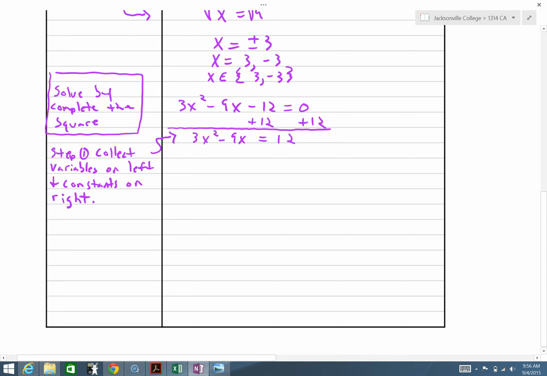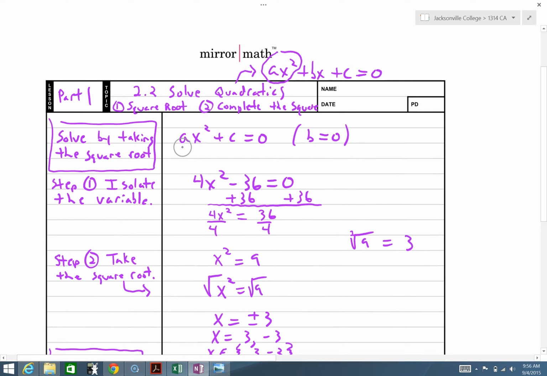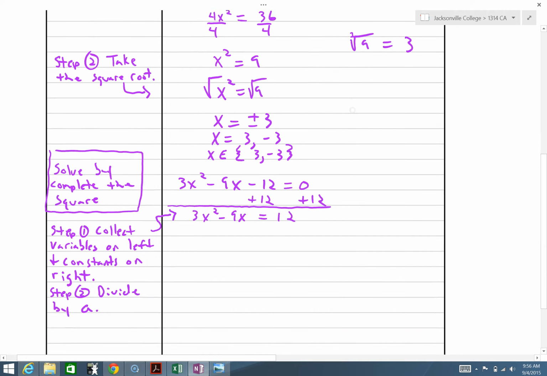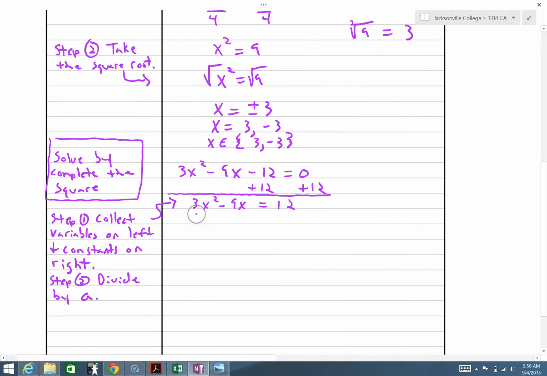All right. Step 2. Divide by a. A, as we discussed earlier, is the coefficient of the x squared. So we are going to now divide by that number. In this case, it's 3, so we can divide by 3. If the number here is 1, you can omit that step because dividing by 1 doesn't change any value.